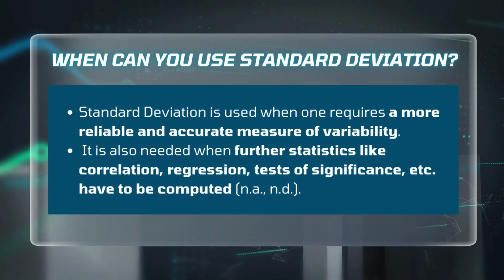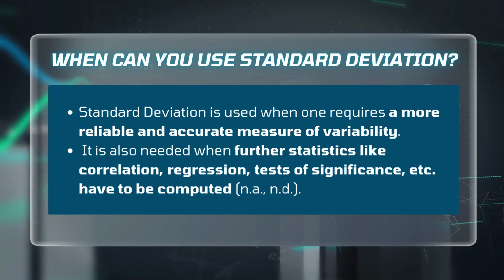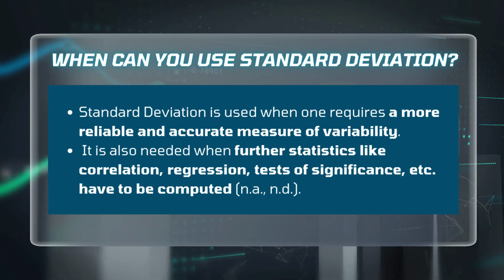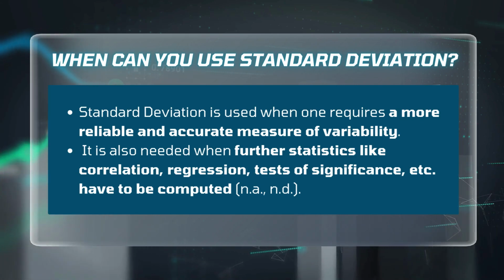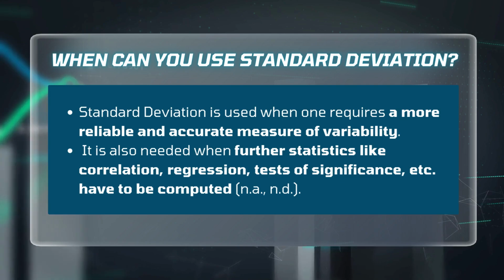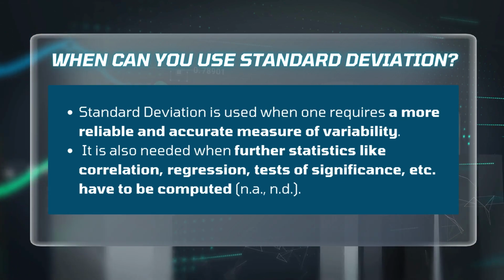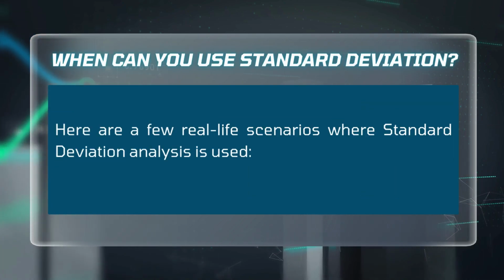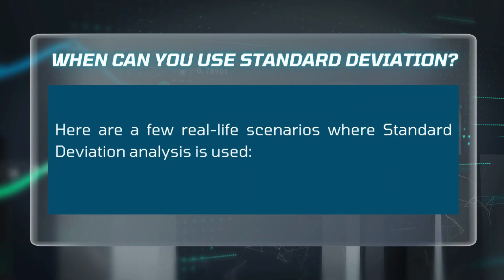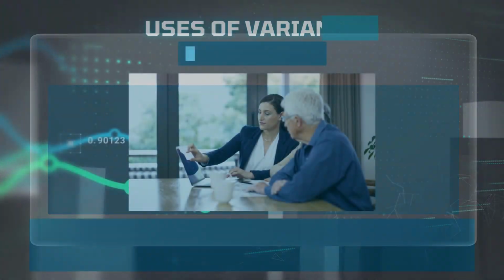When can you use standard deviation? Standard deviation is used when one requires a more reliable and accurate measure of variability. It is also needed when further statistics like correlation, regression, test of significance, and others have to be computed. Here are a few real-life scenarios where standard deviation analysis is used.